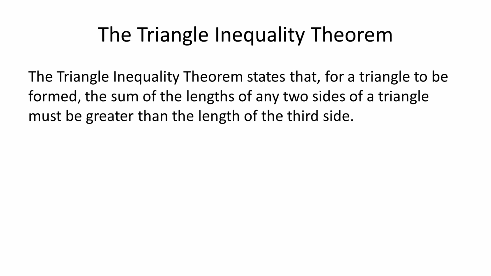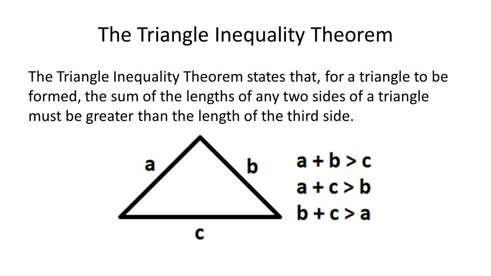The triangle inequality theorem states that for a triangle to be formed, the sum of the lengths of any two sides of a triangle must be greater than the length of the third side. So here's a triangle with its sides labeled as A, B, and C. So A plus B must be greater than C. And recall that these variables also represent the lengths. And A plus C must be greater than B, and B plus C must be greater than A.